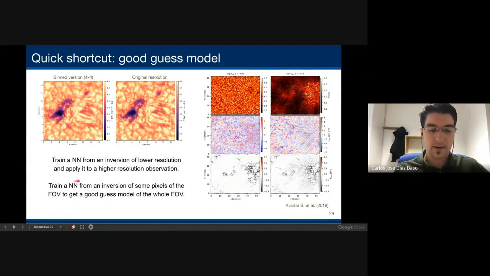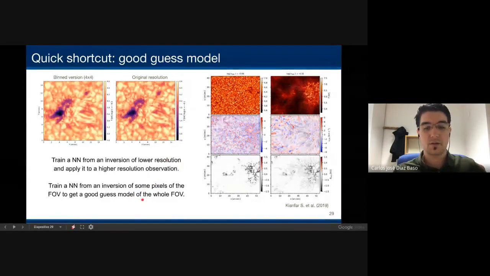Or one can train a neural network from an inversion of a set of pixels in the field of view to get a good guess model for the whole field of view, and then we can just use it as the guess model for the inversion code. So we will be very close to the solution, and we will only need a few iterations to reach the minimum.